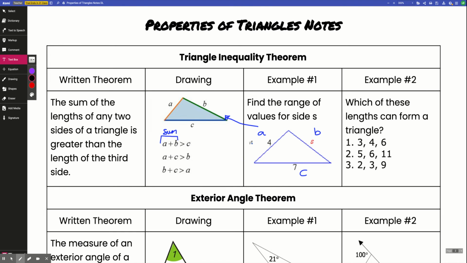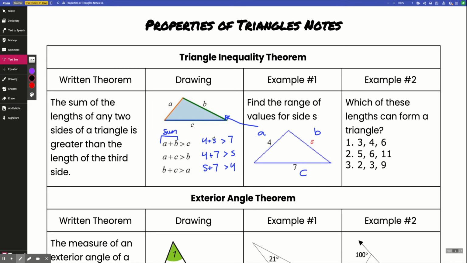Here, I'm going to write these on this side because I'm running out of space. So I would have to check 4 plus S. I need that to be greater than 7. I need 4 plus 7 to be greater than S. And I need S plus 7 to be greater than 4.